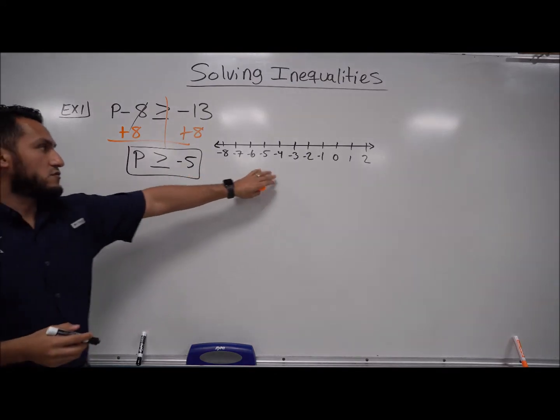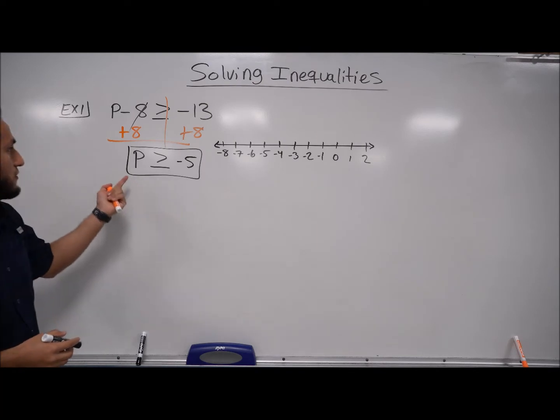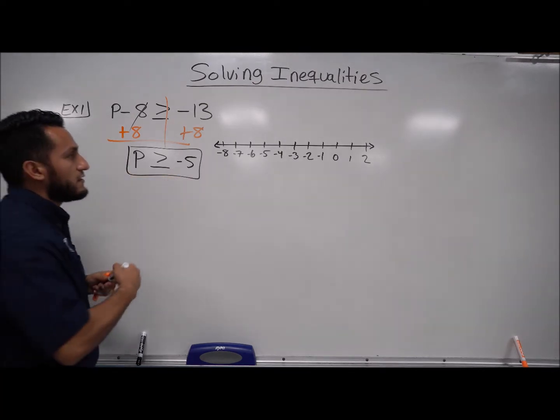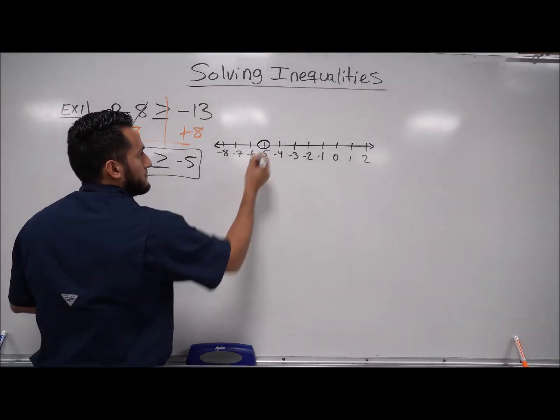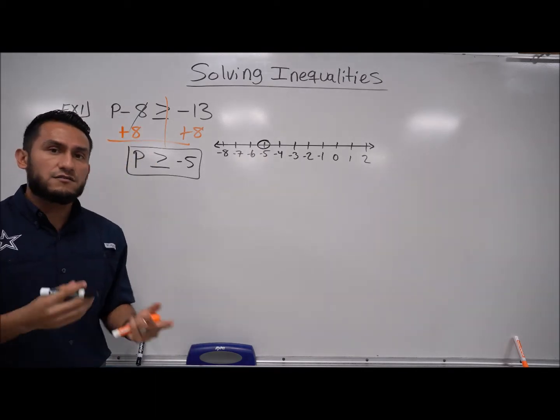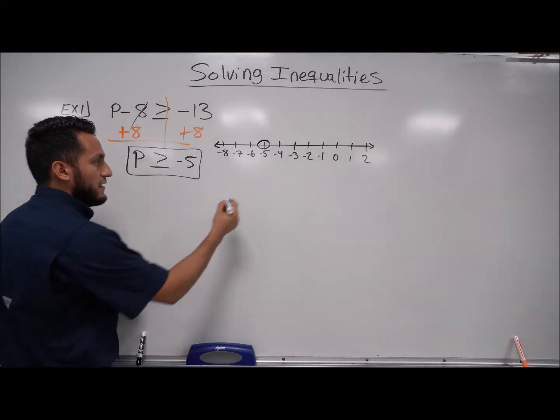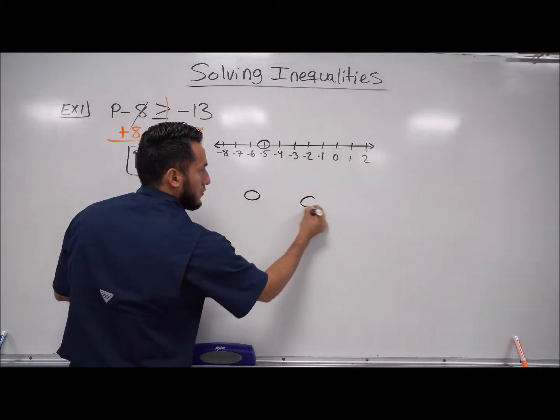And now all you have to do is graph it on the number line. So you look for the negative 5 on the number line, and you're going to circle it. Now when you're dealing with inequalities, there's two types of circles. You're either going to have an open circle or a closed circle.